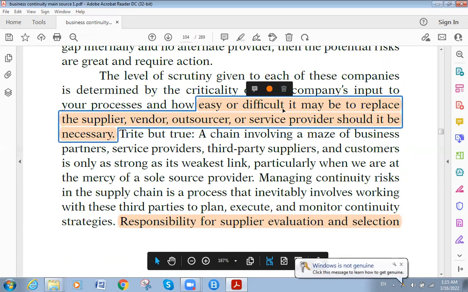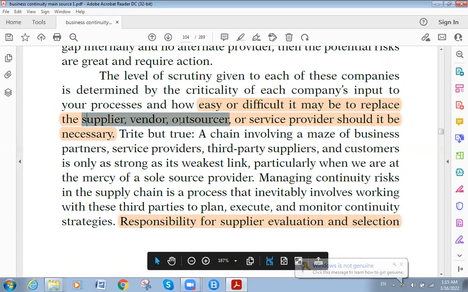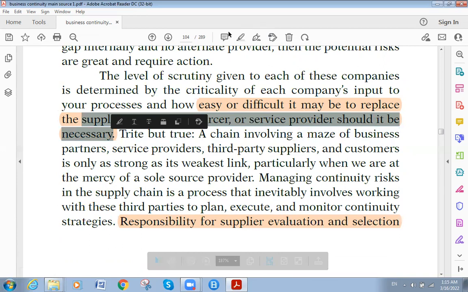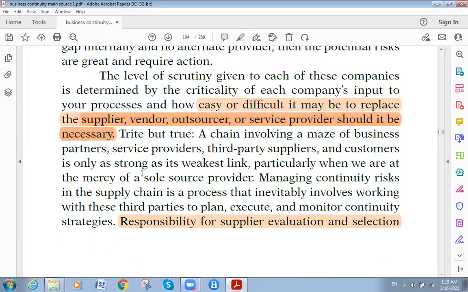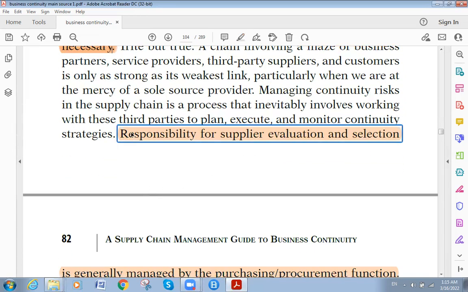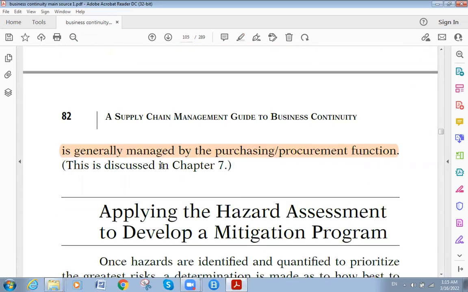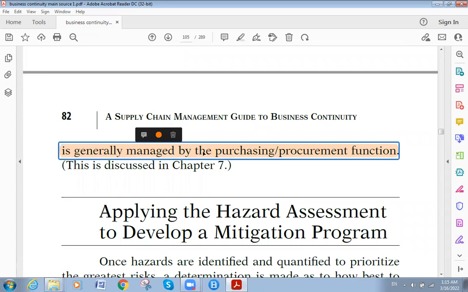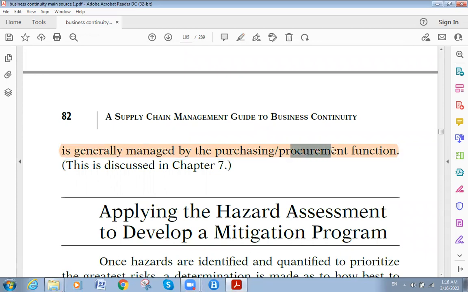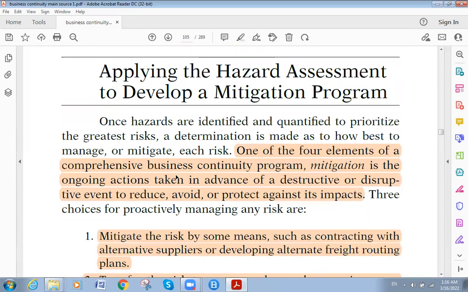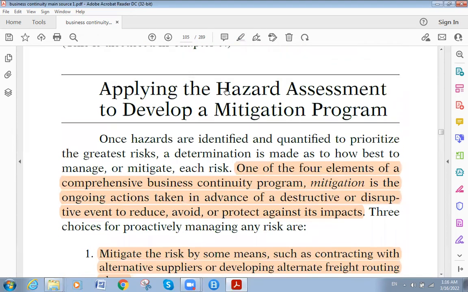Easy or difficult, it may be necessary to replace the supplier, vendor, outsourcer, or service provider. If there is a risk that comes from the supplier or is inherited from the supplier, then it's better to change this supplier. Responsibility for supplier evaluation and selection is generally managed by the purchasing function. Okay, now we'll go to applying the hazard assessment to develop a mitigation program.